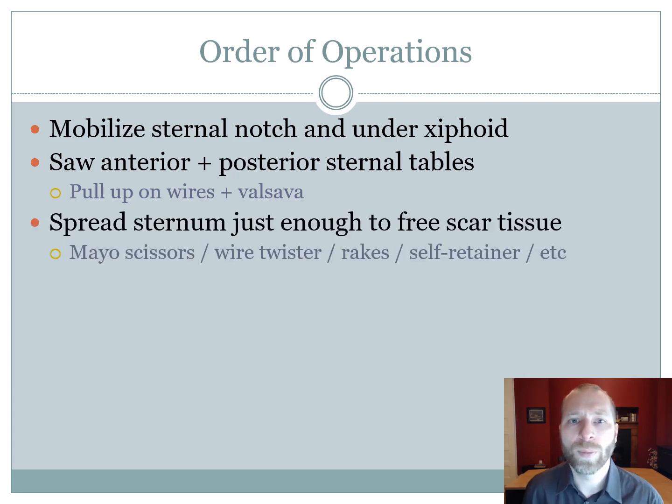So once I've got all the bone cut, I'll usually take a pair of straight Mayo scissors and I'll put them in between the two edges of the sternum and turn the scissors just enough to separate them, and then I should be able to see that I've got the bone divided all the way along.